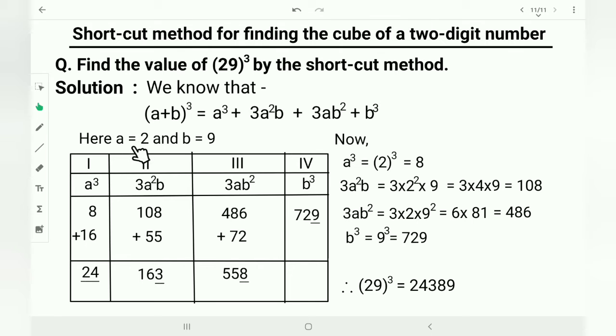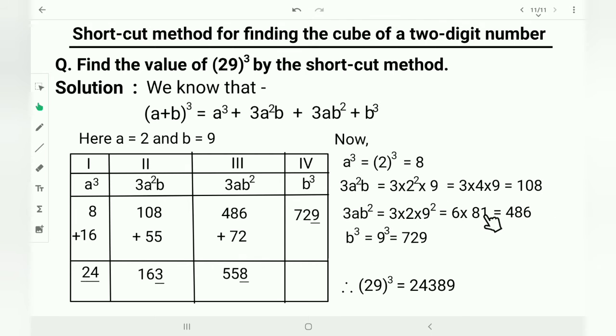Here I have taken a is equal to 2. From where I have taken? From here. The tens place digit I have taken as equal to a, and ones place digit I have taken as equal to b. Then we have to calculate values of a cube, 3a square b, 3ab square and b cube. So here I have calculated values of a cube, 3a square b, 3ab square and b cube.